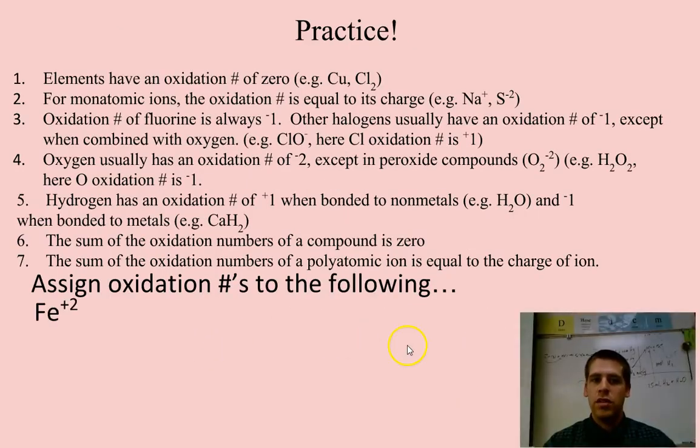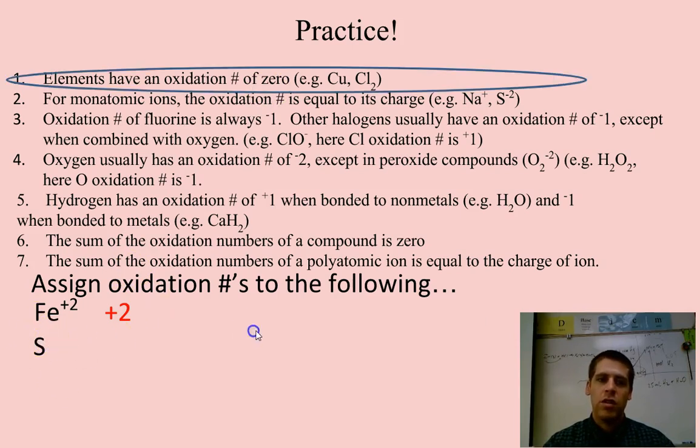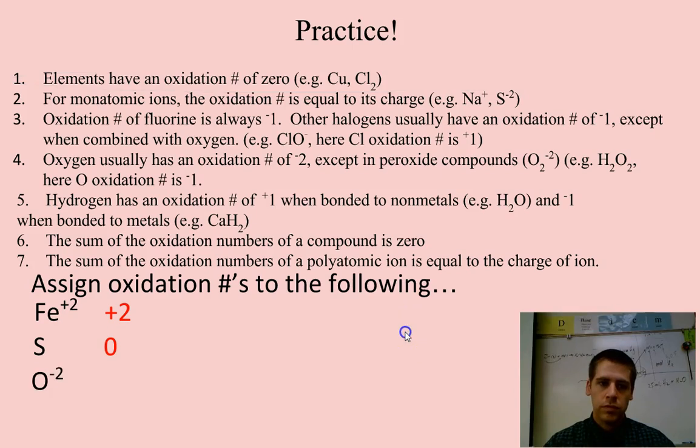Assign oxidation numbers to the following. So iron +2, what would its oxidation number be? We want to look at rule number 2. This is a monoatomic ion, and so the oxidation number is just the same as its charge, and so it's +2. What about sulfur? Sulfur is just an element. There is no charge on it, so it's just elemental sulfur, and so it would have an oxidation number of 0. What about oxygen -2 ion? Again, this is a monatomic ion, and so it's going to be just -2. And chlorine, again, number 1, this is an elemental substance, and so it's just going to be 0.